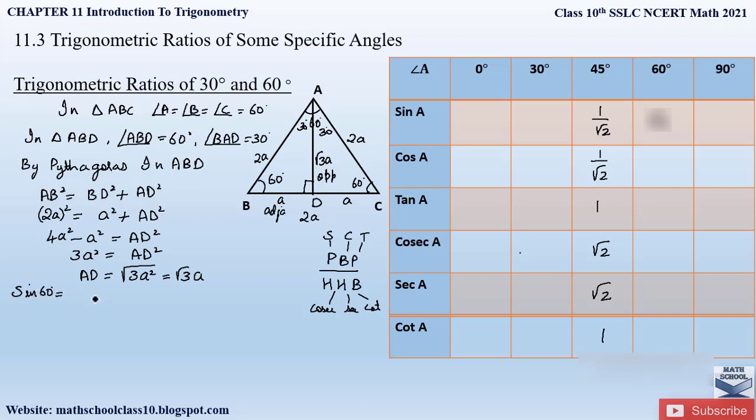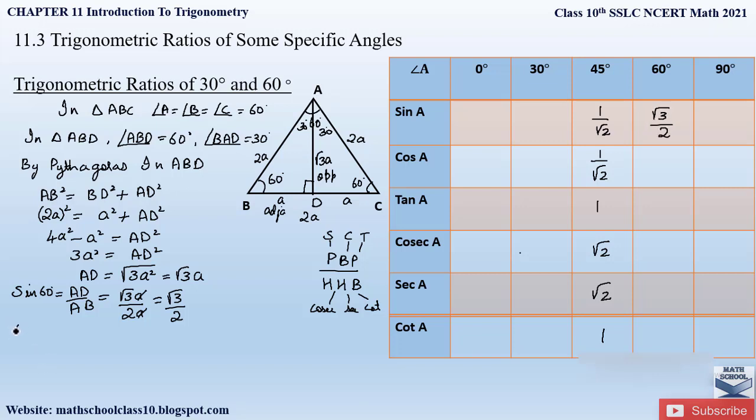So sine 60 is given by perpendicular by hypotenuse. Here our perpendicular is AD and hypotenuse is AB. So AD value by side AB. So side AD is given by root 3A and AB is 2A. So A and A will get cancelled and we will be left with root 3 by 2. So here our sine 60 value will be root 3 by 2.